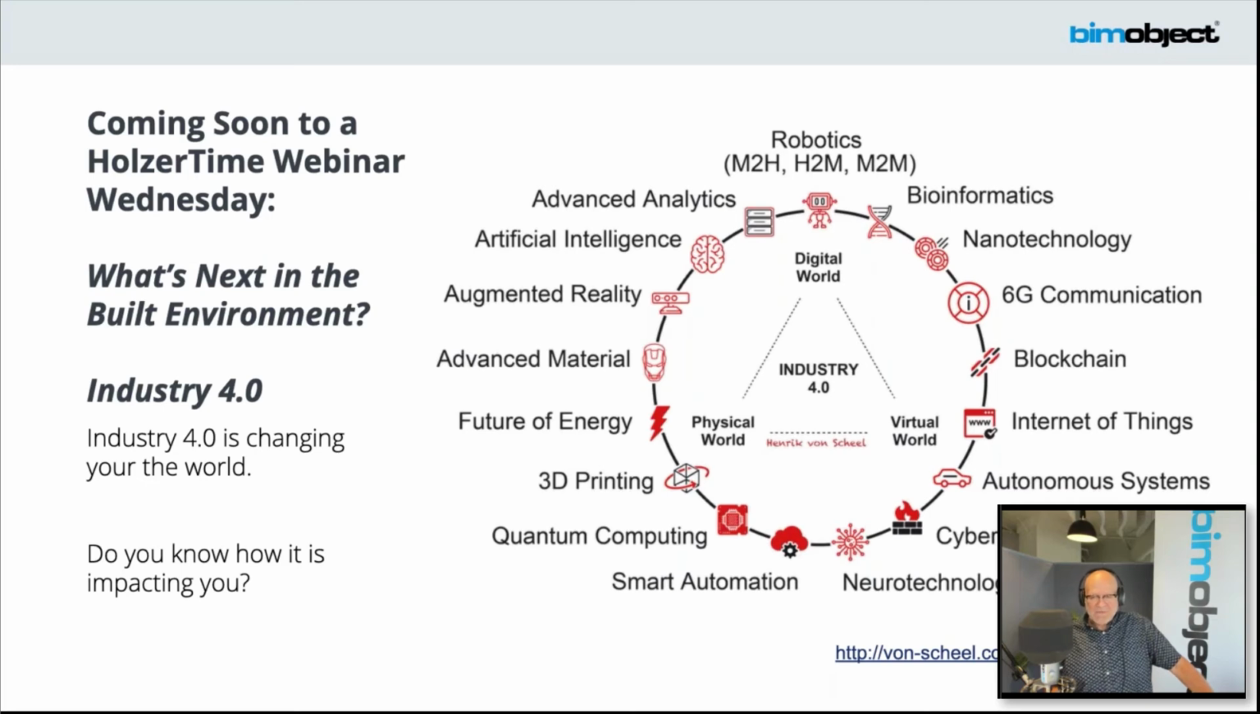So I pulled one slide out. If you want more information on that, from what I understand, Henrik von Scheel is credited with somewhat bringing this to the forefront. There are other books out there that are good. I really encourage you to look at it. But as you can see in his graphic here, bioinformatics, these are things that are actually impacting the built environment, and nanotechnology, neurotechnology, advanced materials. These are all factors that are going to be changing the way we do business in a real big way.